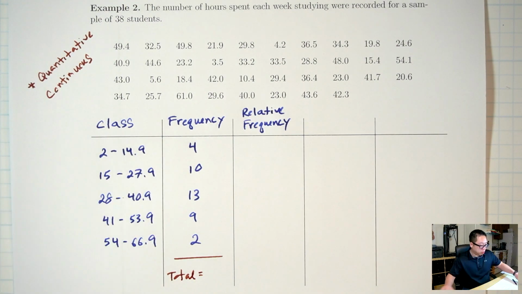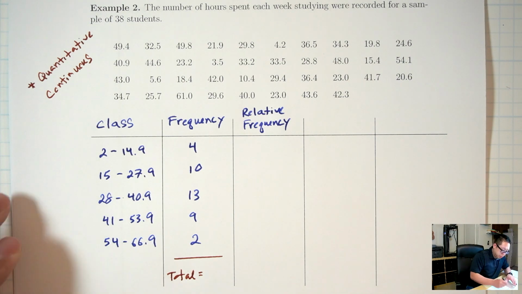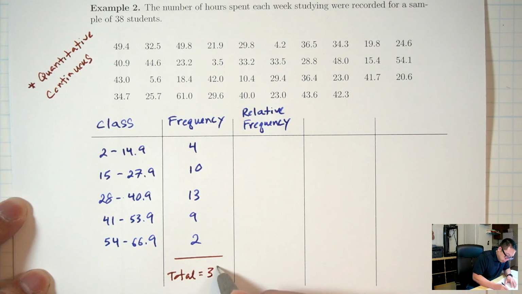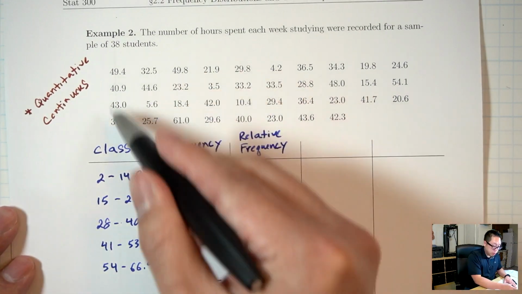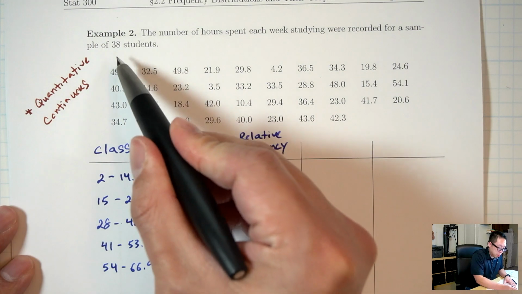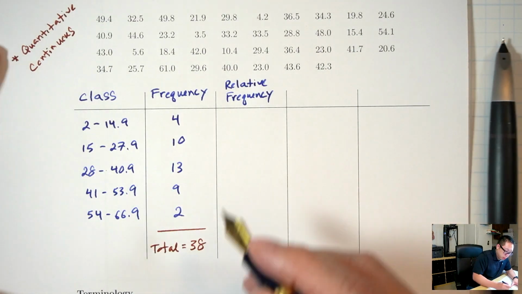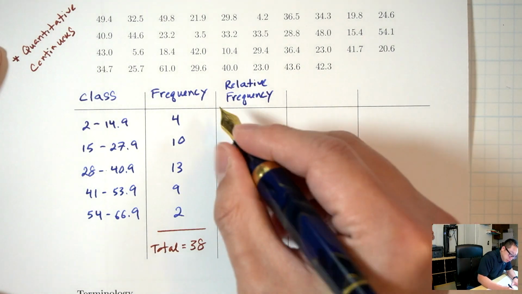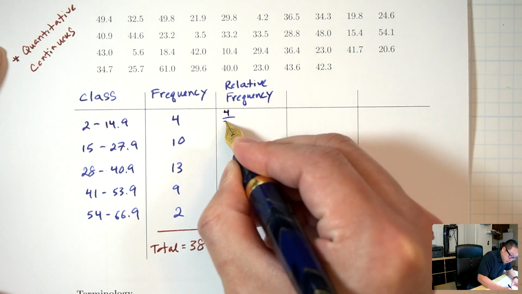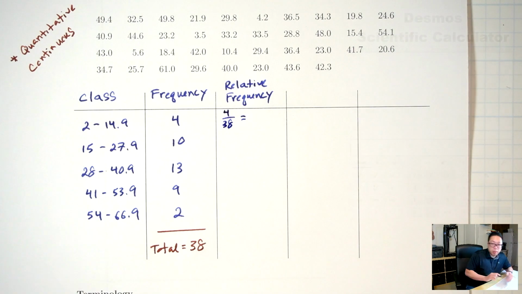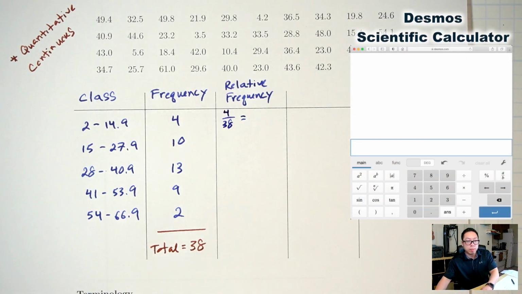Four plus 10 plus 13 plus 9 plus 2 is 38. So there are 38 people here. I also said 38 here. So for relative frequency, it's going to be 4 divided by 38. On a calculator, 4 divided by 38.